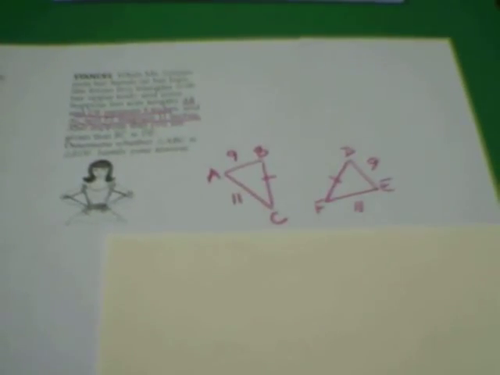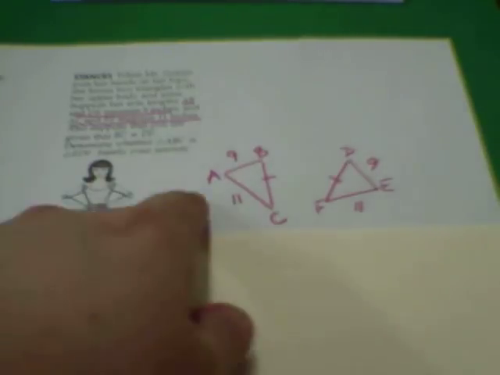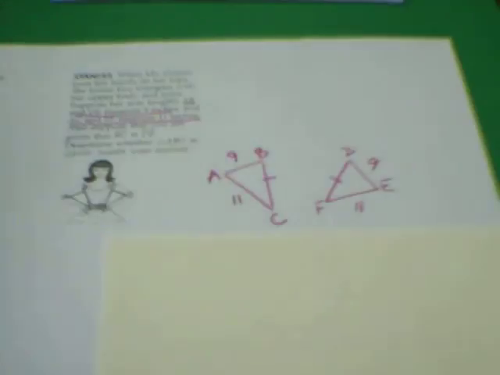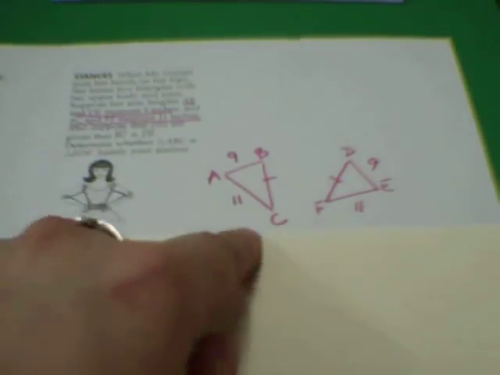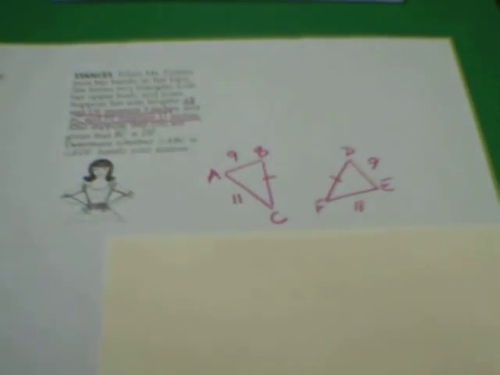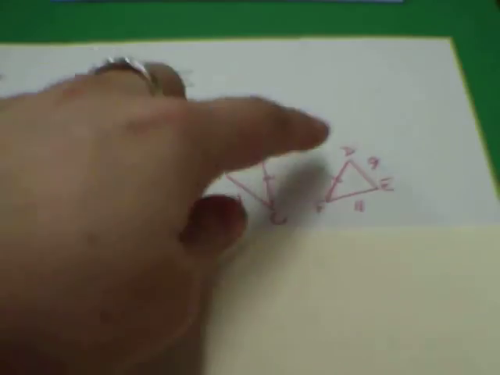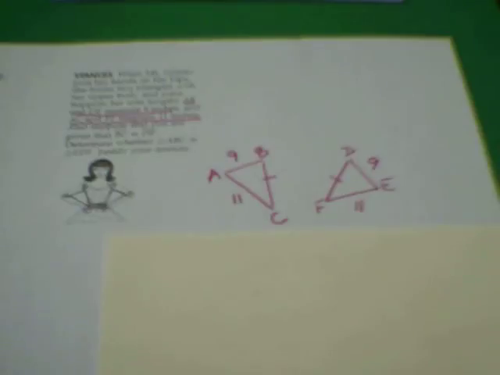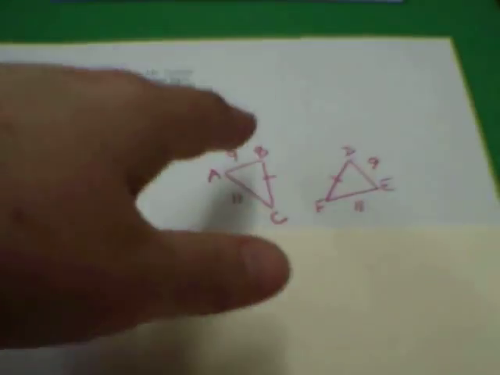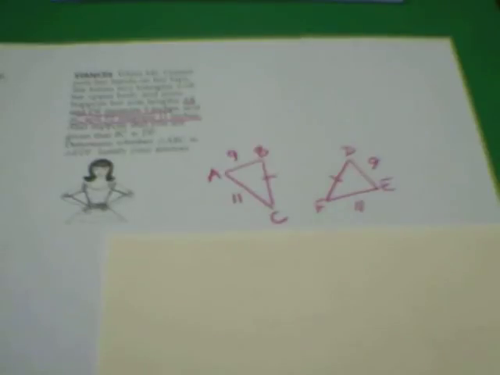You read this, it says, when Mrs. Gomez puts her hands on her hips, she forms two triangles with her upper body and arms. Suppose her arm lengths AB and DE are both 9 inches, and AC and EF are both 11. They also tell you to suppose that BC and DF are congruent to each other. They want us to determine that these two triangles are congruent.